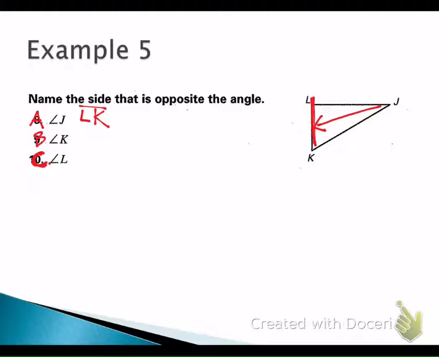Okay? So across from angle K, what do I have? Segment LJ. Good. Make sure you're doing the segment symbol. Across from angle L is KJ. Good. So like I said, pretty straightforward, but still worth noting. Any questions?